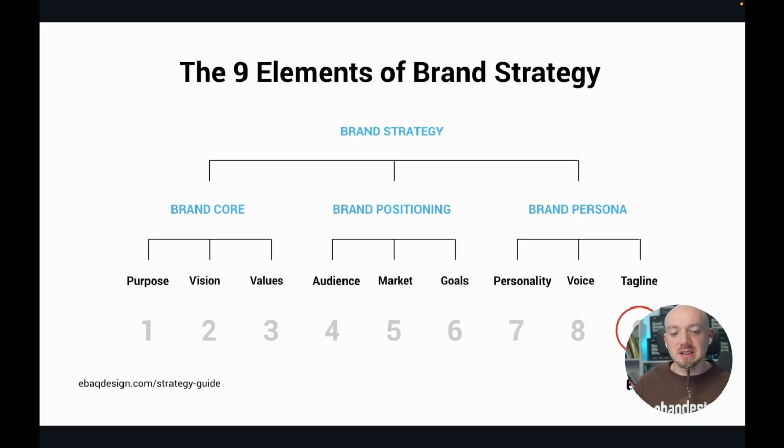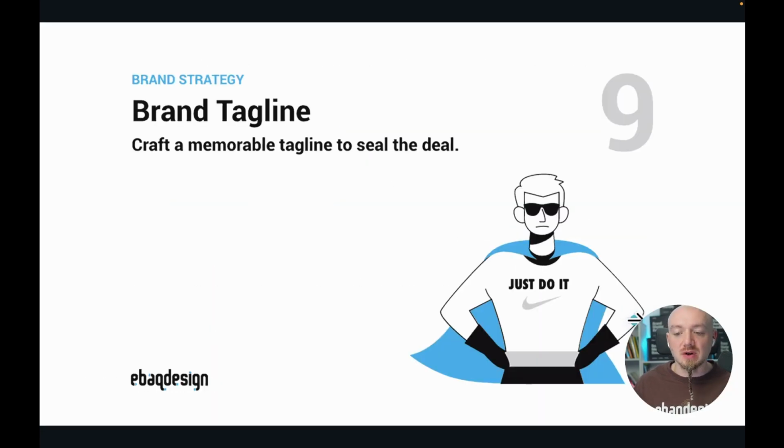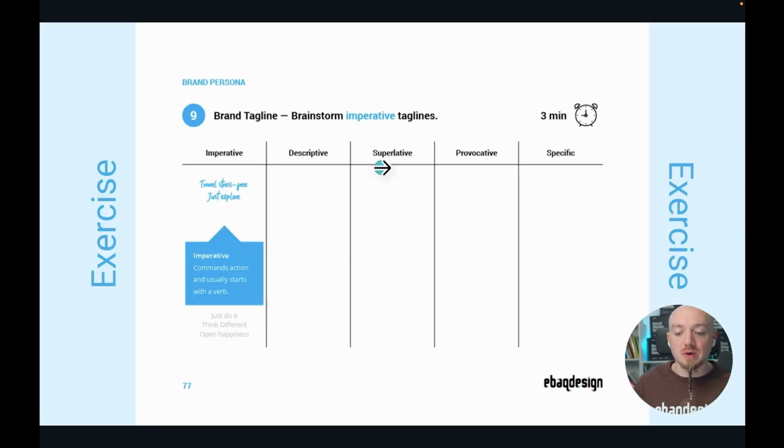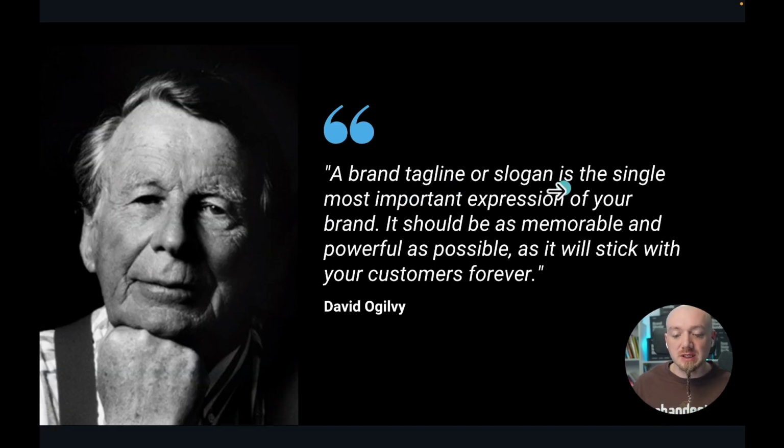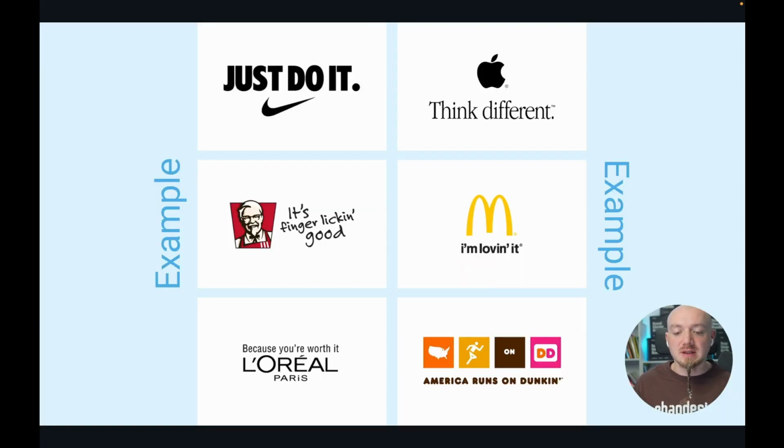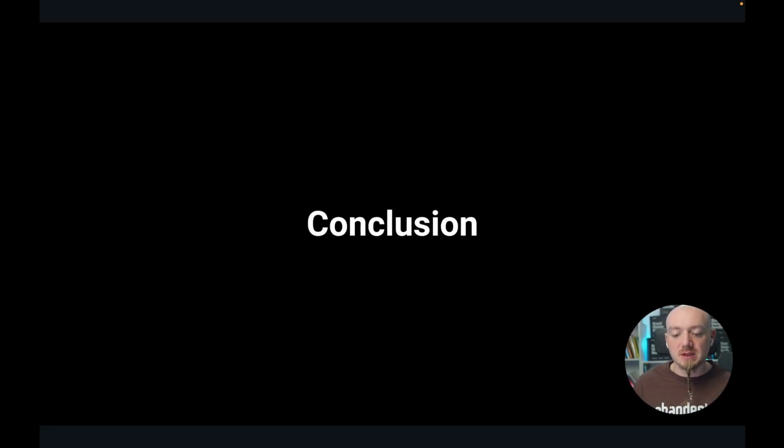Okay, so the last exercise is about developing a tagline or slogan option. You just need to summarize your brand story in a few words. So here is an overview of the exercise. Basically, your tagline or slogan is the single most important expression of your brand and should be as memorable and powerful as possible, and should stick with your customers forever. And here are some of the best examples of brand slogans or taglines. Just do it, think different, I'm loving it. We all know these slogans, so they definitely make for a good example.